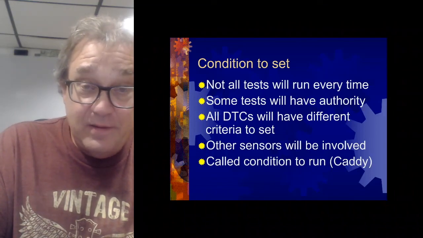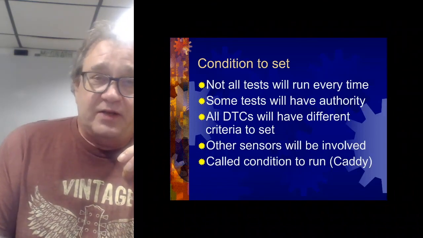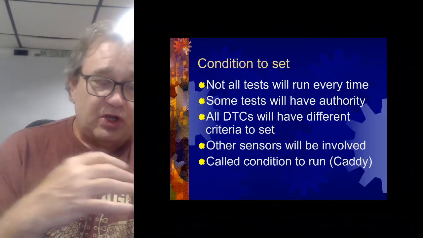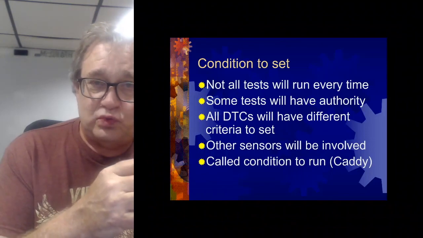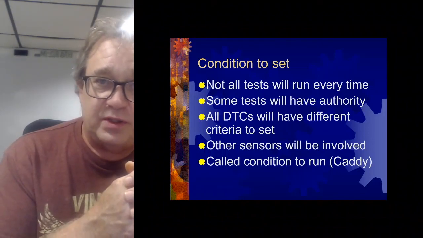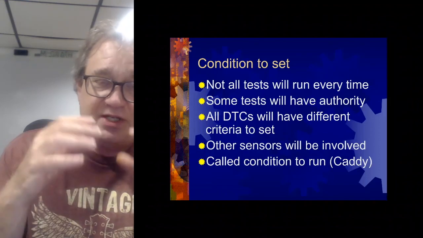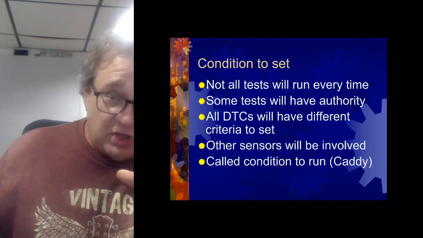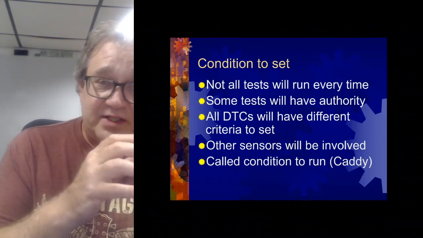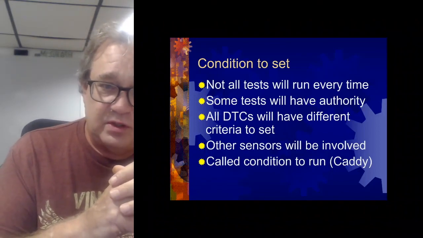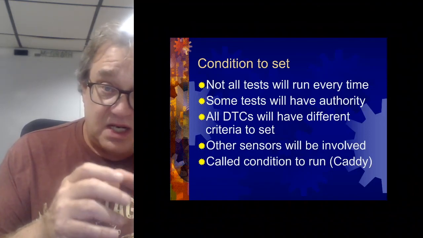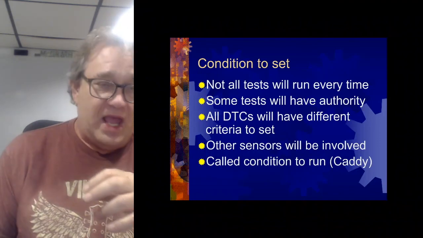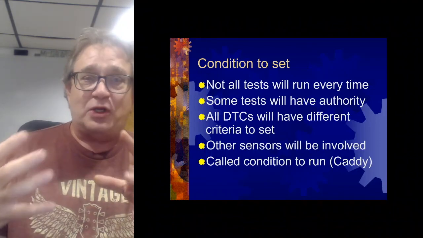We okay? All right. And then all DTCs have different criteria to run the test, but they also have different criteria to set the code. Get it? So we got a criteria to set, to run, right? And then we got another criteria that is what it takes to set the code. Get it? And then other sensors are involved. So we can have blocking codes.